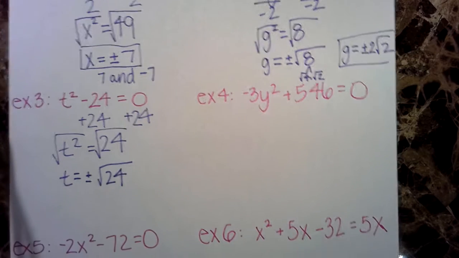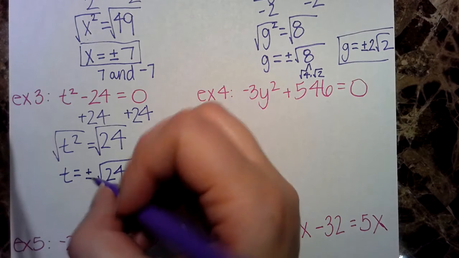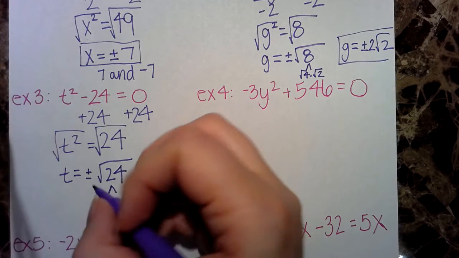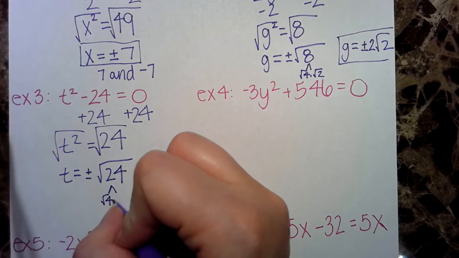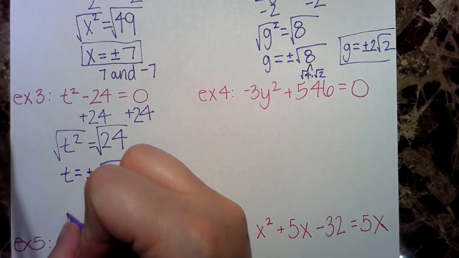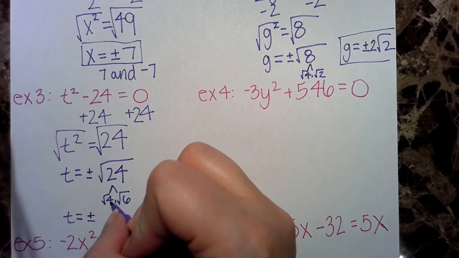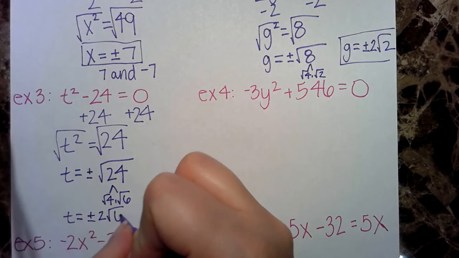Because I can't take the square root of 24 evenly, I'm now going to simplify. So I'm going to take the greatest perfect square value out, and that's going to be 4 times the square root of 6. So my final answer is going to be t equals plus or minus 2 square root 6.